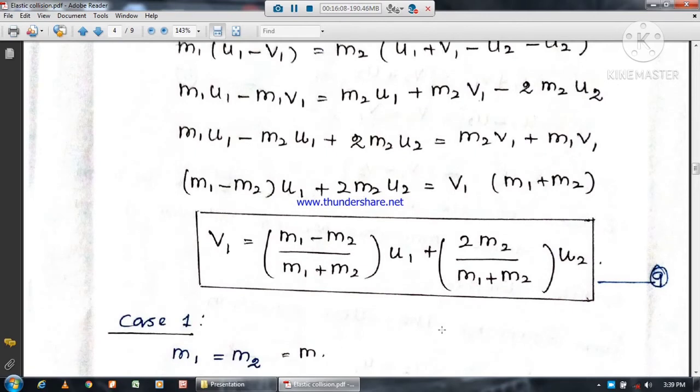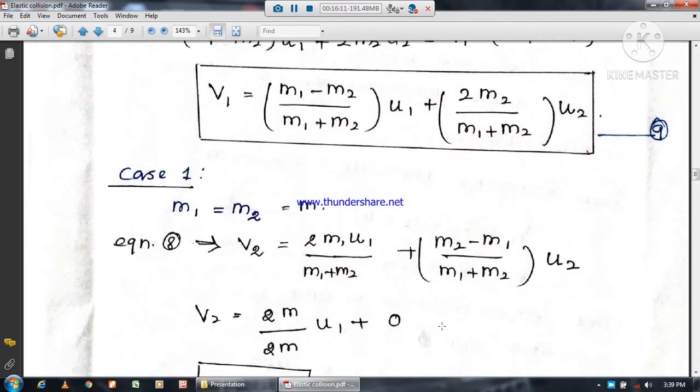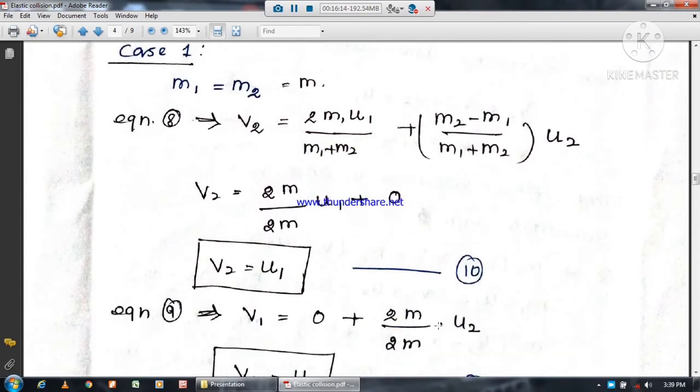Okay, now we discuss some cases. First case, when bodies have the same mass, that is m1 is equal to m2, both are the same mass. So the equation number 8 is v2 is equal to 2 m1 u1 divided by (m1 plus m2) plus (m2 minus m1) divided by (m1 plus m2) into u2. This is equation number 8. Now we put m1 is equal to m2, that is the two bodies have the same mass. So we put this as m.